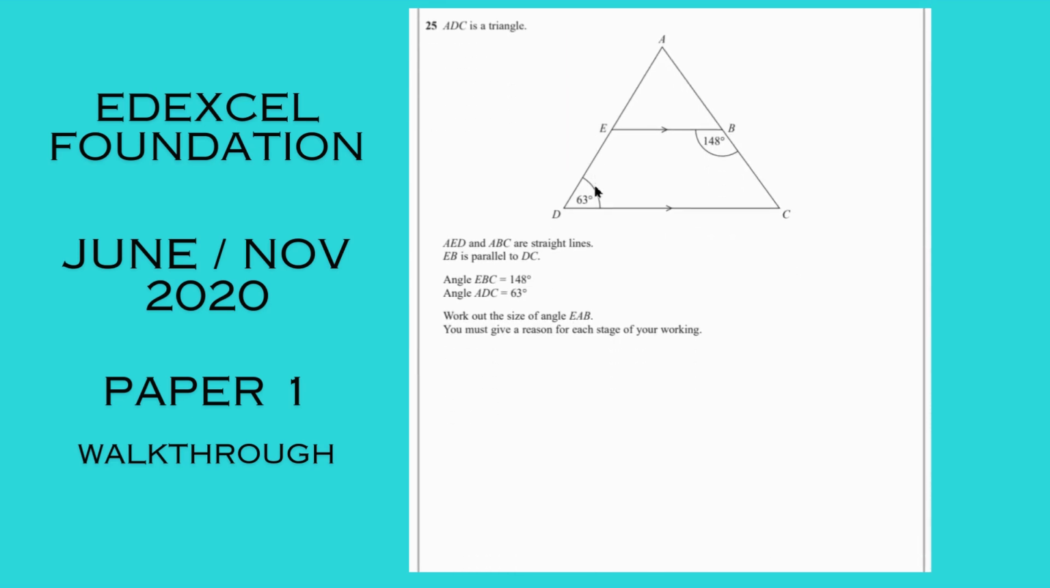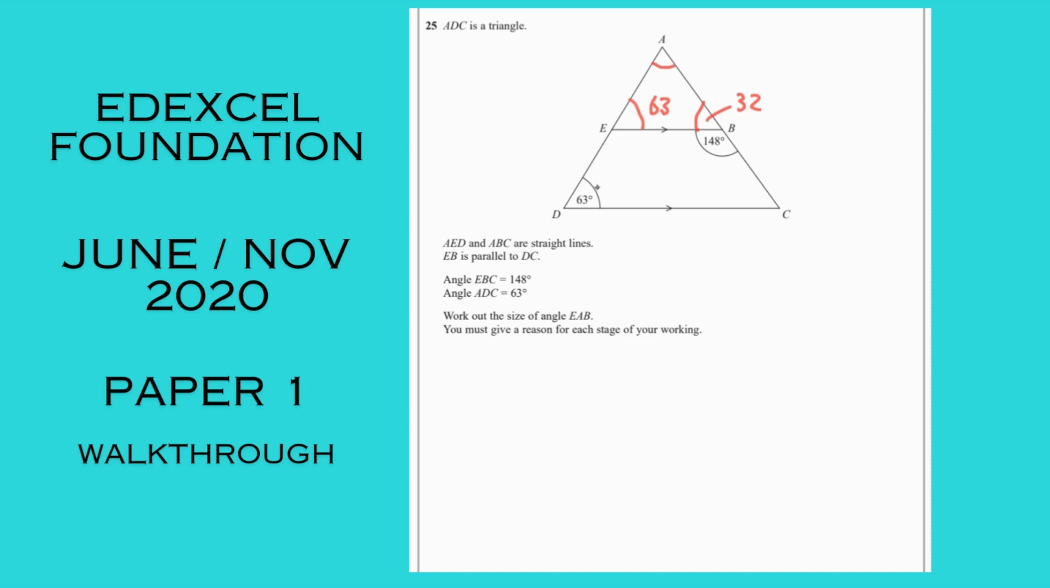Number 25. I'm not going to waste your time by writing out all the reasons. I've done them all on my worked solutions, so just click on the PDF on my website. But I'll just talk you through them. So first of all, that 63 repeats here because corresponding angles are equal. This here, that's 32 because angles on a straight line make 180.